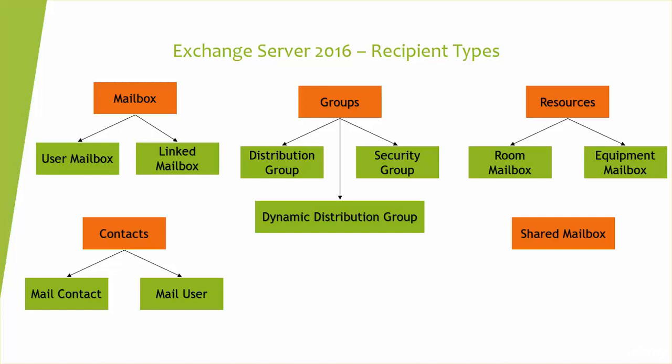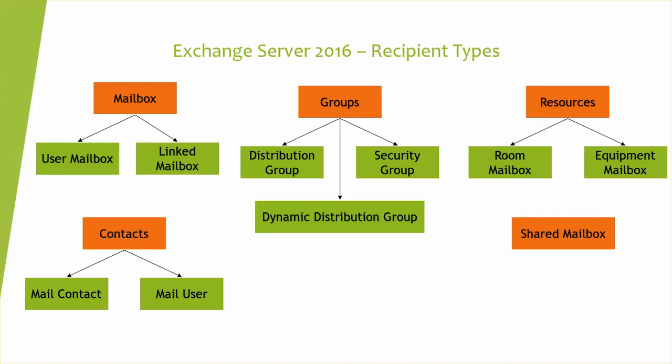The second recipient type that we have is groups. Everyone knows what groups are, but in Exchange Server, groups come in three types. The first one is distribution group. A distribution group is where you enable a group to send and receive emails.